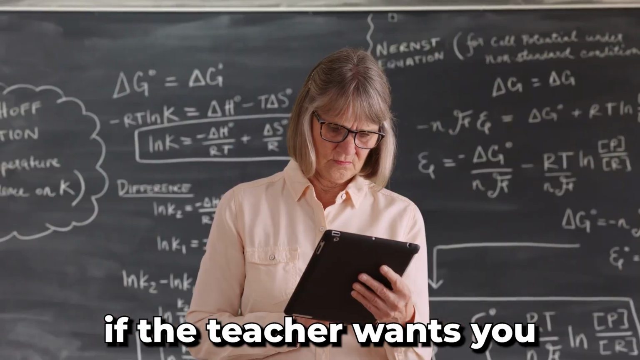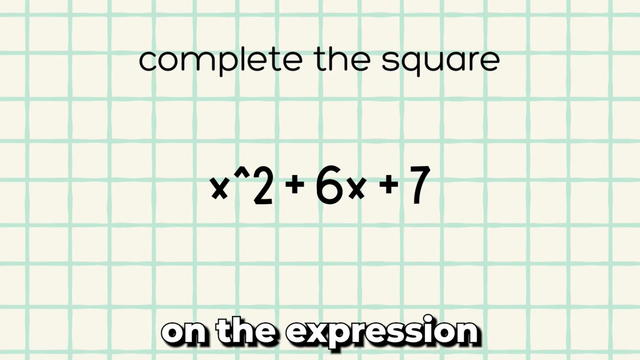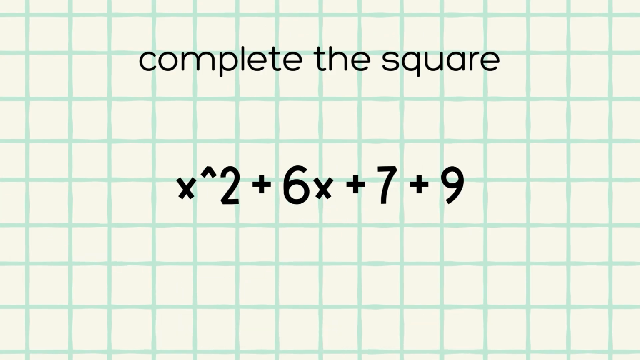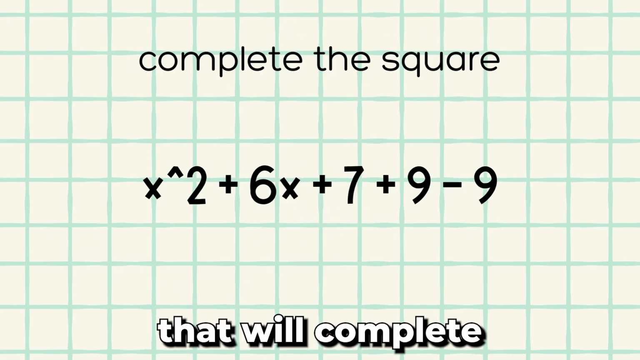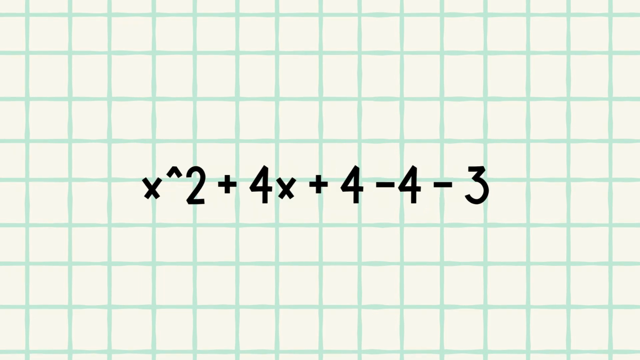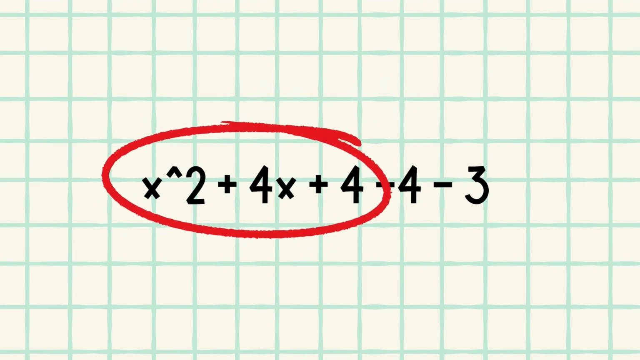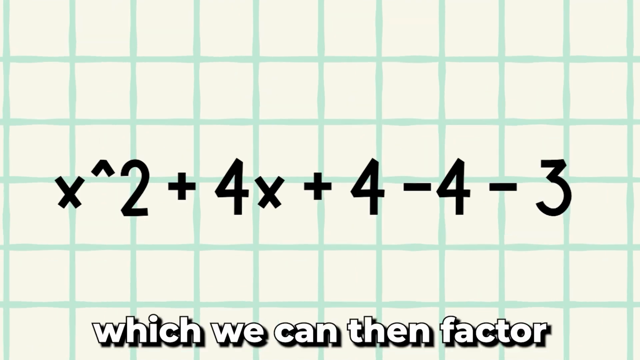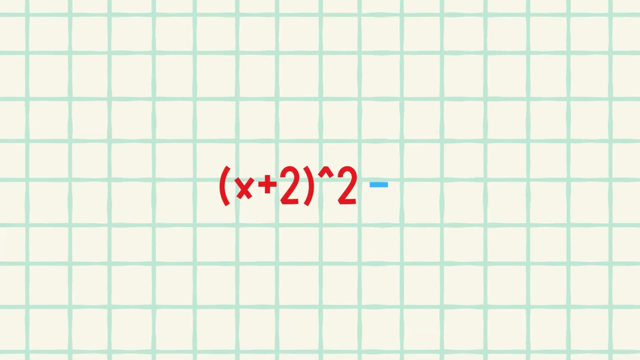Real quick, if a teacher wants you to complete the square on an expression without an equal sign, you can simply add and subtract the constant that will complete the square. So if we had x squared plus 4x minus 3, we can simply add and subtract 4, which is the same as adding 0, giving x squared plus 4x plus 4 minus 3, which we can then factor and write as x plus 2 squared minus 7.